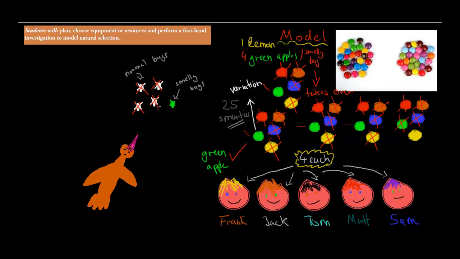So it'll try to grab these ones and kill them. So it'll eat these. And the smelly bug is the same as our green apple. That's a variation. That might be the only thing that is different. Like it might be exactly the same bug, except that it smells a bit worse. And that variation allowed it to survive. So in the future, you're going to have more and more of the green bugs because they are survivors, and they can have more and more babies.